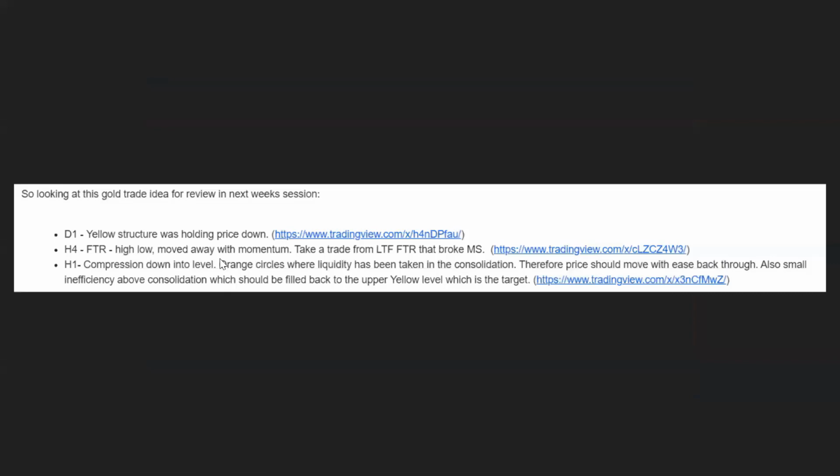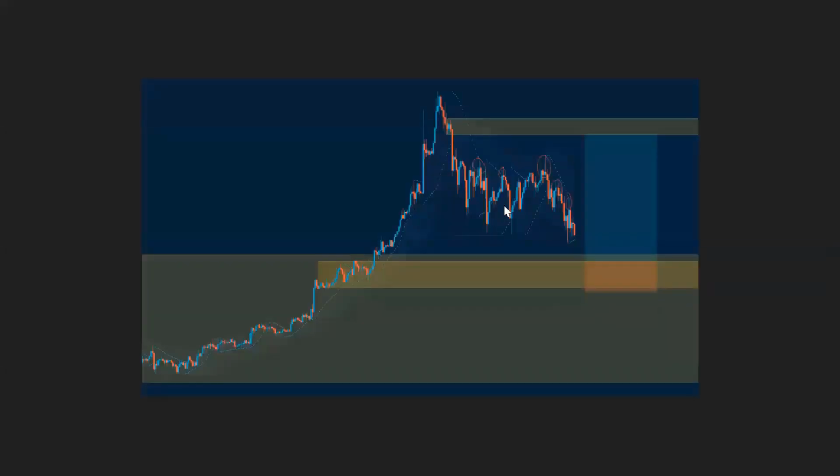And then on the H1, compression down into the level, orange circles where liquidity has been taken in the consolidation. Therefore, price should move with ease back through. Also, you've got a small inefficiency above the consolidation, which should be filled back to the upper yellow level, which is the target. So here's the compression. That's a test of that. That's a test of that. You do actually still have some fresh liquidity in here, but this consumed whatever was in here. Okay, that's all compressed. And then you're right, above here, this is an illiquid move which should get filled in.